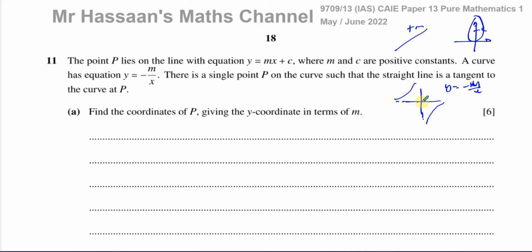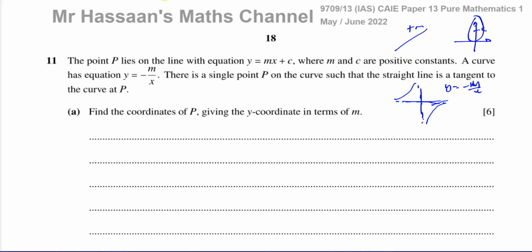It's going to have asymptotes. The x and y axes are going to be the asymptotes. We'll never touch them, and it will go something like this. That's how that would look. Picturing what we're doing is always a good idea. There is a single point P on the curve such that the straight line is a tangent to the curve at P. So there's a point somewhere on this curve where the line is a tangent to this curve.